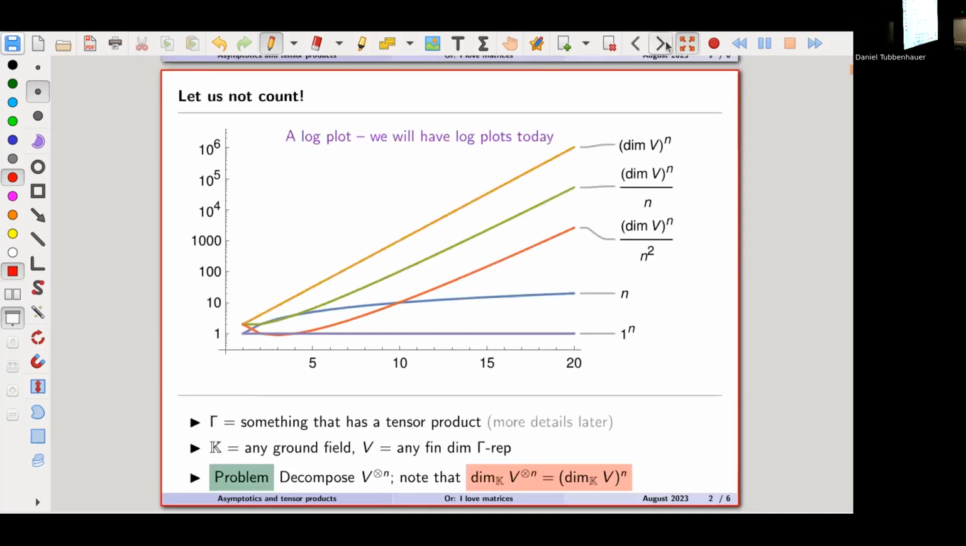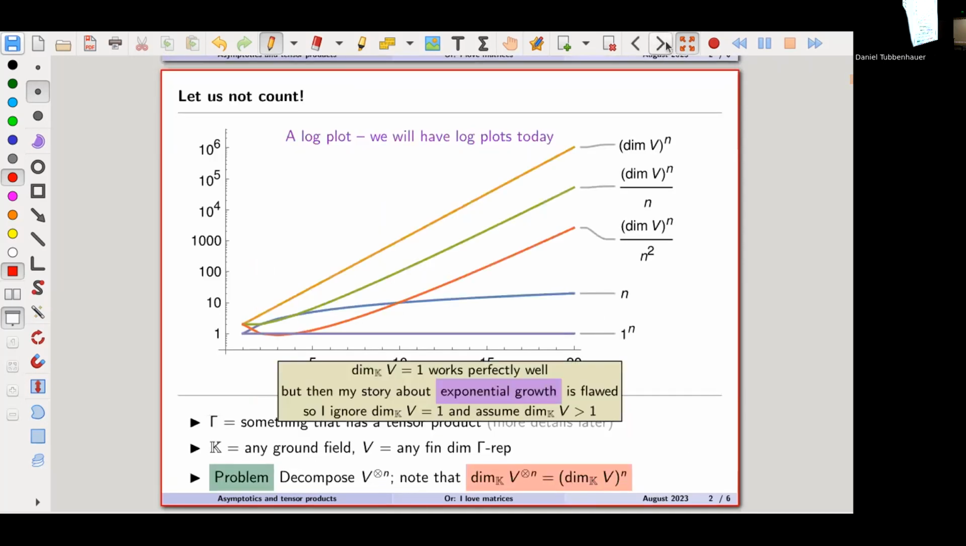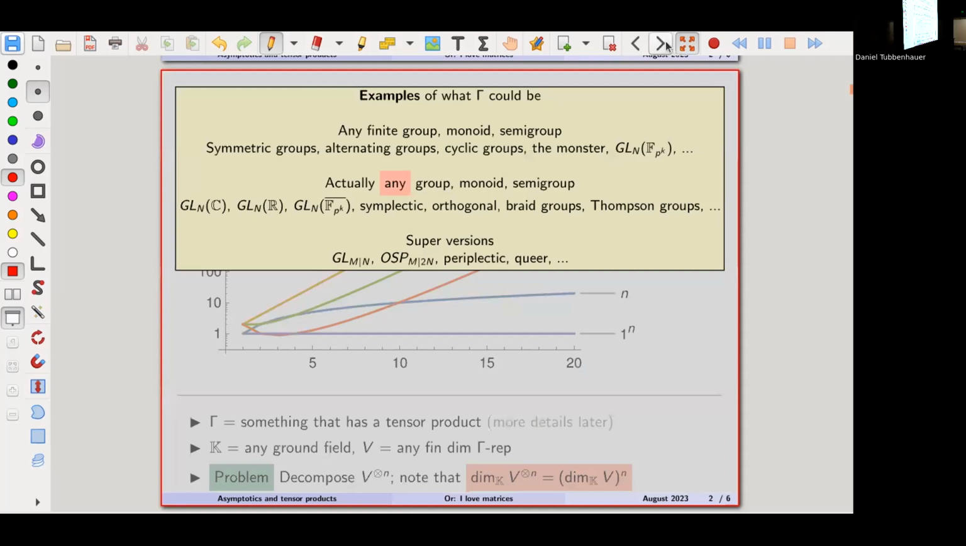So let me just say here that I can allow dimension 1, but that's not really exponential growth. That's exactly this line here, 1 to the n. The dimension 1 in this setting is boring, and I'm going to ignore that just for the reason that I like to talk about exponential growth. That's the only reason. You can clearly decompose the tensor product over one-dimensional. Okay. Hope that makes some sense. So what could gamma be? Well, anything essentially. Here are some examples. I hope you like at least one of them.